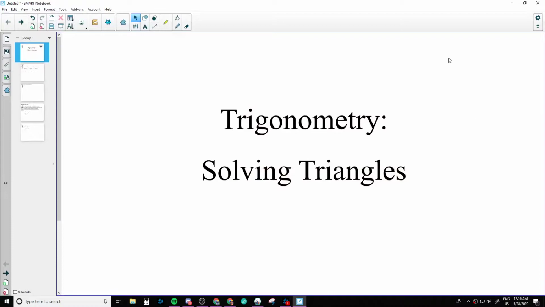Today we are covering the solving of triangles. So this is our last trigonometry lesson. This is putting everything together and talking about how we can solve for all of the angles, all of the sides, every bit of information about a triangle. So let's review a couple of things really quickly.